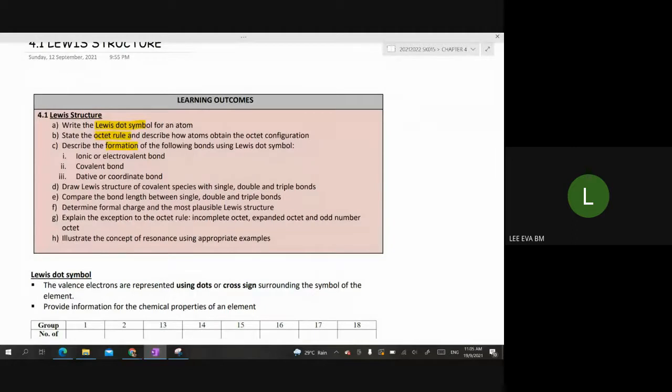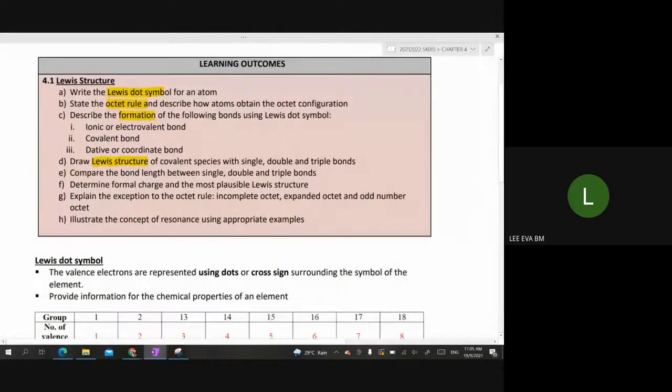And then after that, Madam will guide you how to draw Lewis structures according to the formulas given. There are several steps which are important for your 4.2 and 4.3. It's like a basic concept. Then you want to compare the bond length between single bond, double bond, and triple bond, do calculations for formal charge, and determine which one is the most plausible Lewis structure.